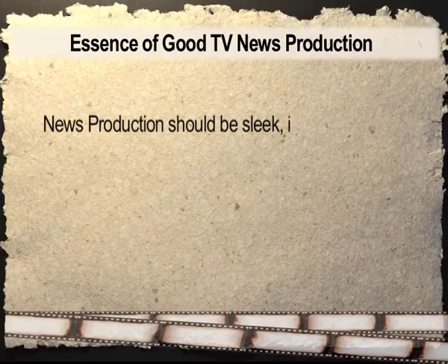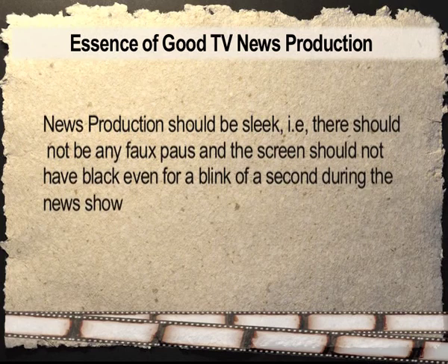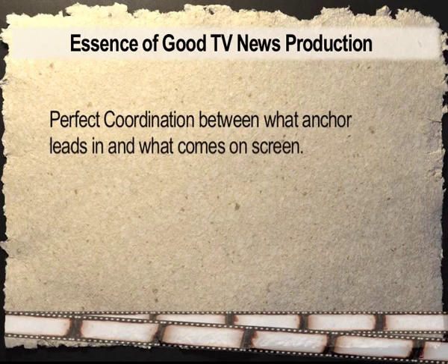Now, if we just quickly want to see what are the major essence of television news production, it is that the news production should be sleek, there should not be any faux pas, no mistake, and there should not be a frame of black which comes on screen. It should not be. So it should be a sleek, flawless, clear, simple production of a bulletin that we need to do. And it's not very easy, my dear friends. And perfect coordination between what the anchor leads in and what comes on screen is also very important.